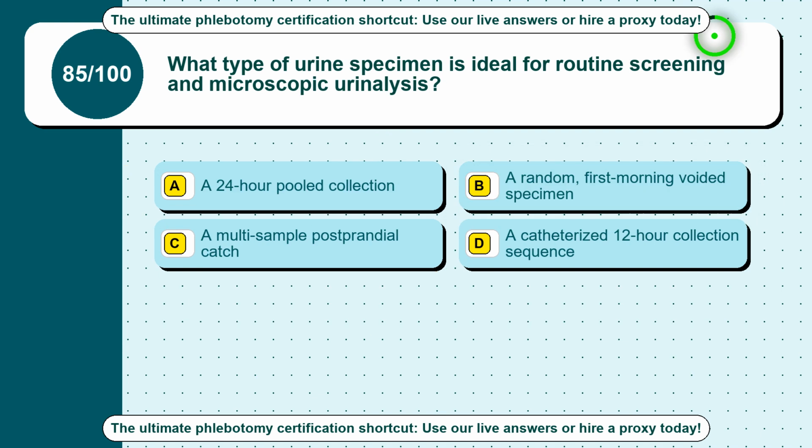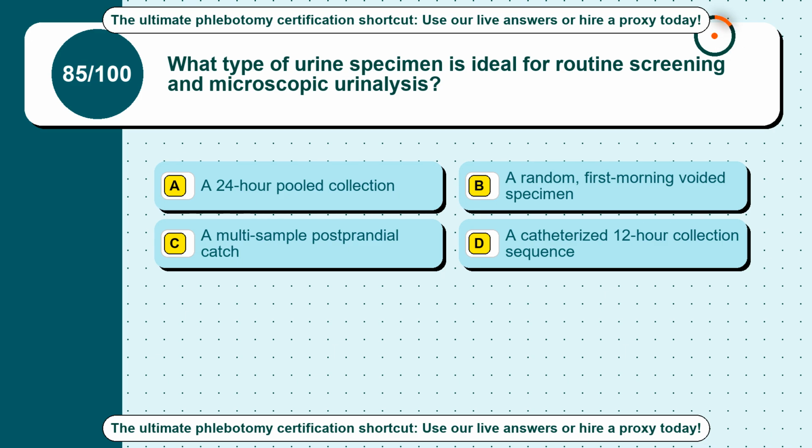Question 85. What type of urine specimen is ideal for routine screening and microscopic urinalysis? Option A, 24-hour pooled collection. Option B, a random, first morning voided specimen. Option C, a multisample postprandial catch.